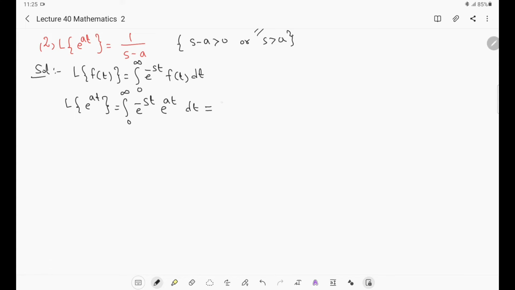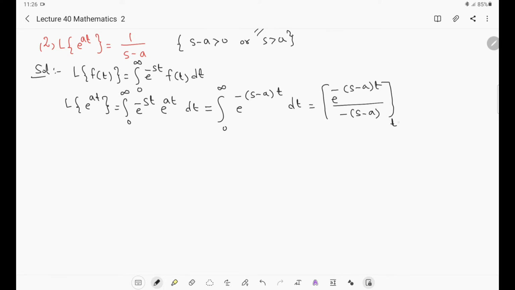Then this can be written as integral 0 to infinity e power minus of s minus a into t dt, right? I am combining this because the bases are equal, so powers can be added. Minus of s, then minus will become plus a t, right? I can write like this. Now integrate this. The integration of this is e power minus of s minus a into t by minus of s minus a, right?